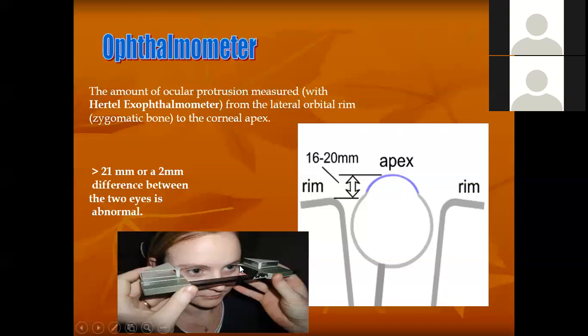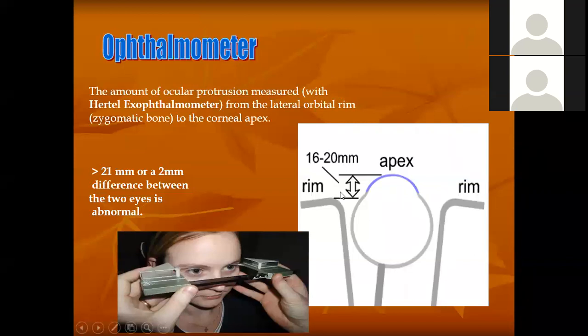Okay, over here there is scaling which will show you the protrusion of the eyeball. This same thing we can do with a simple scale, and we have to find out the distance between the corneal apex and the lateral orbital rim. This is the lateral orbital rim. It is over here. You have to palpate it. The distance from the lateral orbital rim to the apex of the cornea.